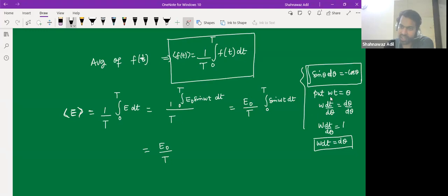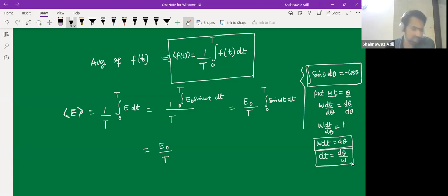So what I did, I put omega t equal to theta, and then I took the differentiation on both sides. Omega is constant, so dt by d theta, and d theta by d theta is 1. So I take d theta on this side, so omega dt is d theta. So what is the value of dt? dt is d theta by omega. So you guys are saying, what is the use of this?